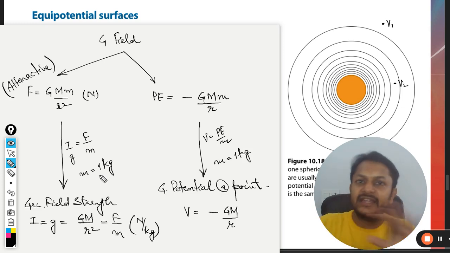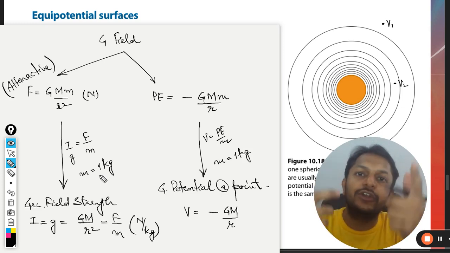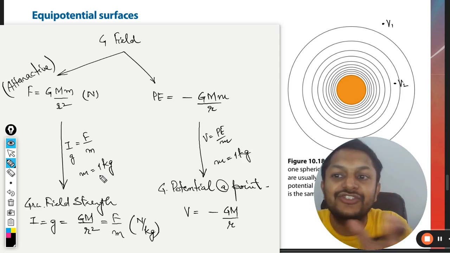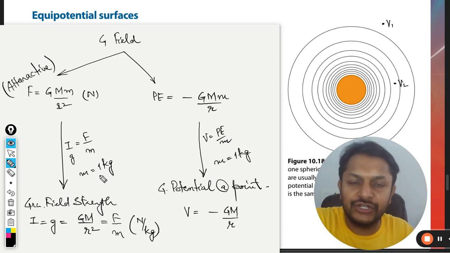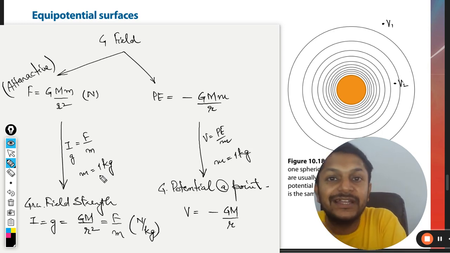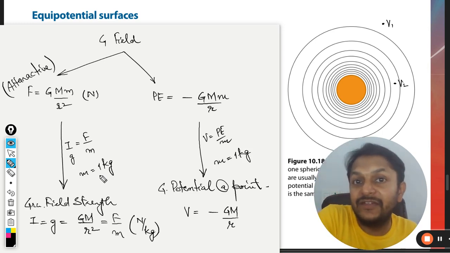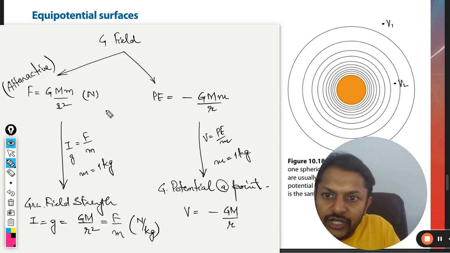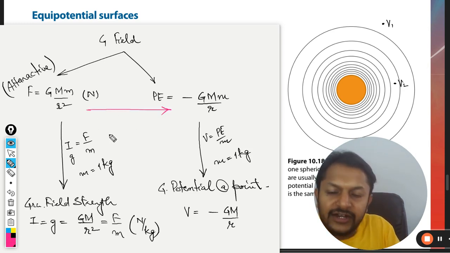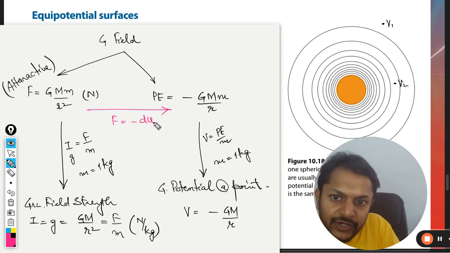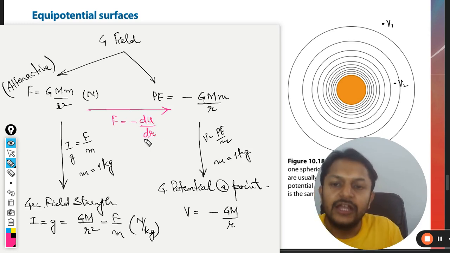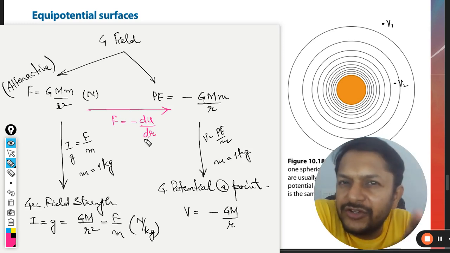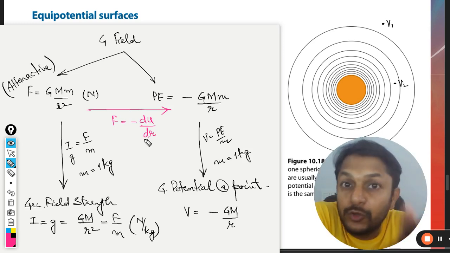I think you understand each and everything up to this. Now in this video, one of the very important topics that we are going to do is the relationship between the force and the potential energy, the relationship between the gravitational field strength and the gravitational field potential. So what is the relation here? These two things are related with each other by the formula F is equal to negative dU by dr. Now capital U is written as potential energy in many places, so don't get confused.